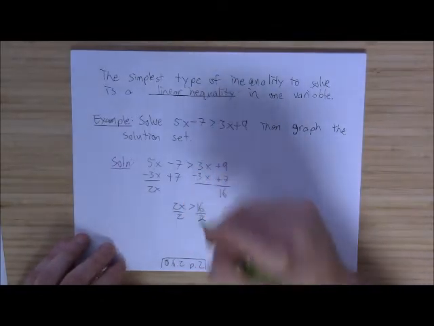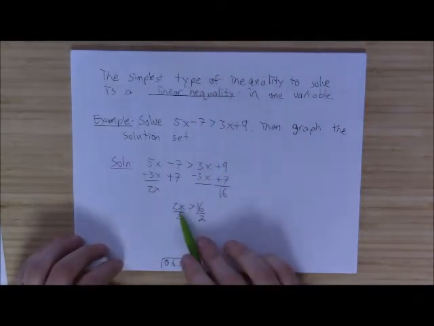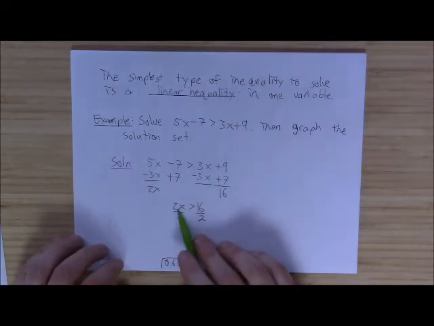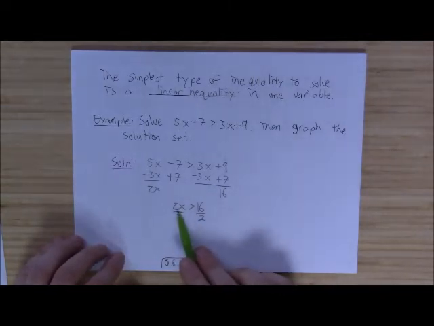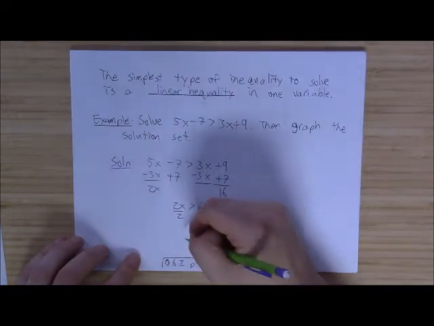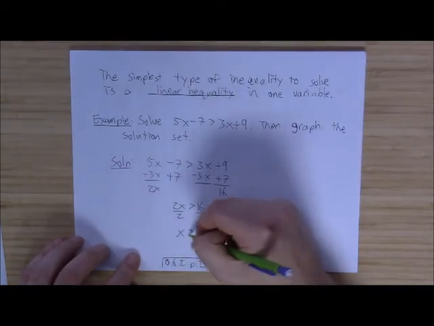Whenever you divide or multiply, you need to ask yourself, is the number I'm multiplying or dividing by positive or negative? Because it's positive, it does not change the sign. However, if it were negative, it would.